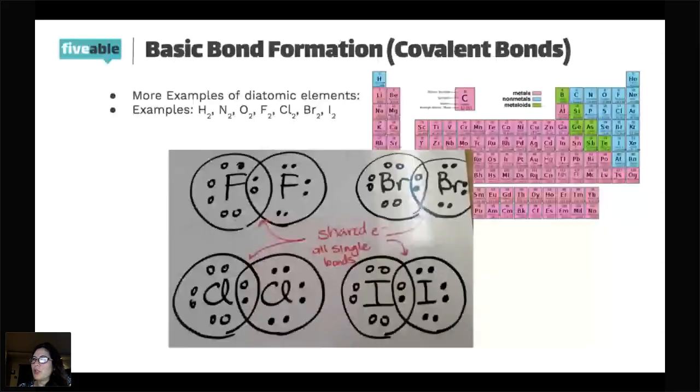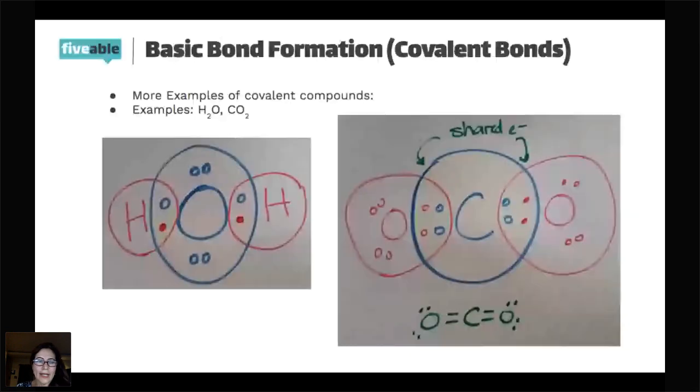Okay, we're going to move on. Besides the diatomic elements, we also have other examples. For example, water, it forms this covalent bond of oxygen with hydrogen. And now you can notice that oxygen completes the octet, 8 valence electrons. And hydrogen only completes 2, which is totally fine because the first energy level has a maximum of 2 electrons. So hydrogen, when it shares, it resembles helium.